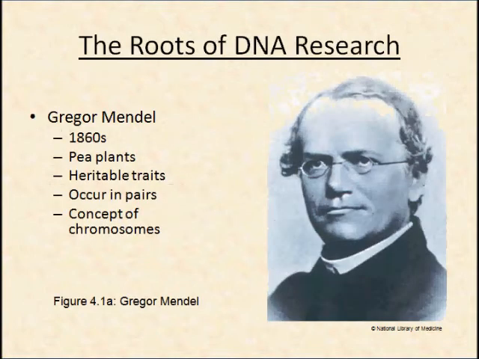When we first start talking about this research, we do have to talk about Gregor Mendel, who in the 1860s started working with pea plants. He found that there were 7 inherited traits that he could identify and work with. And he came to the conclusion in his research that there was some factor that was transmitted from each of the plant parents to the child, and that they occurred in pairs.